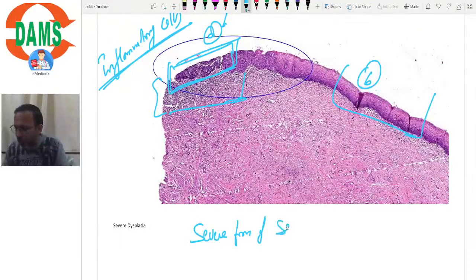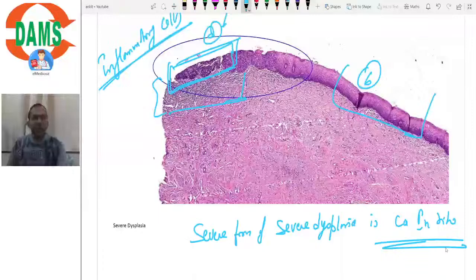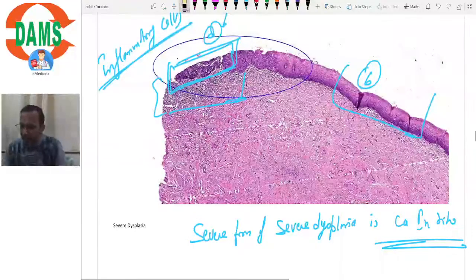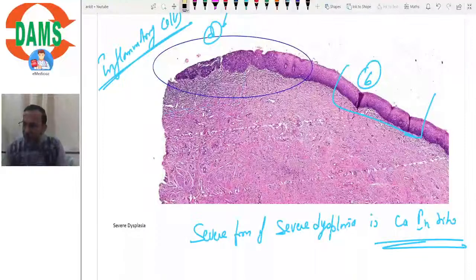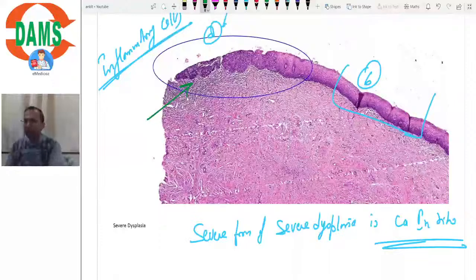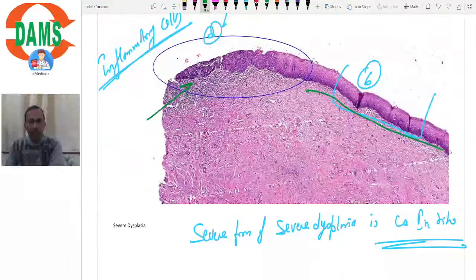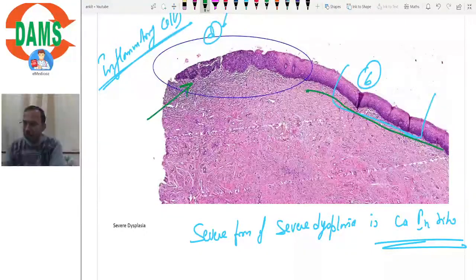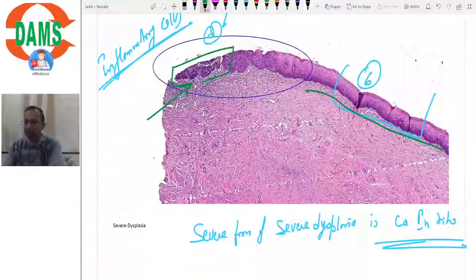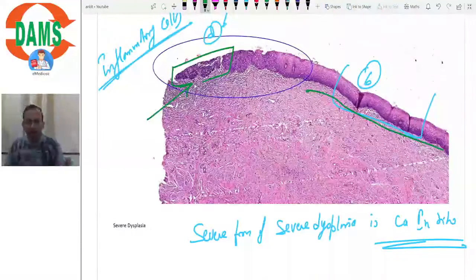Severe form of dysplasia is carcinoma in situ. ठीक है. So here what you notice is that there is no break in the basement membrane, isn't it? There is no break in the basement membrane, just like the normal epithelium. तो कोई ब्रेक नहीं है बेसमेंट मेम्ब्रेन में. प्लस all the cells appear same, isn't it? All the cells appear same. There is a loss in the differentiation of the cellular levels, isn't it?